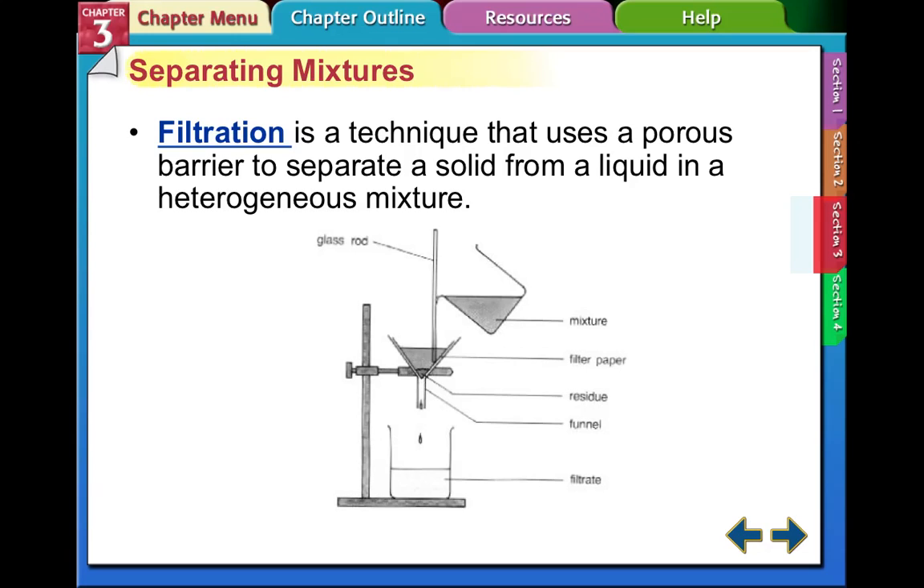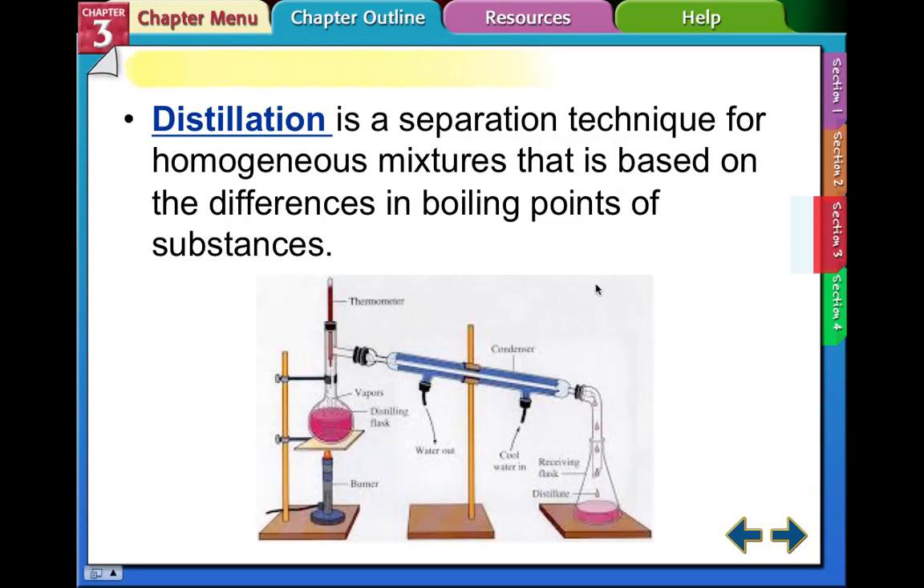You guys have already done this filtration back when we did the very first lab, when you had the sand in the water and you had to separate it out. So filtration is a technique that uses a porous barrier or that filter paper to separate a solid from a liquid in a heterogeneous mixture. Remember, heterogeneous, you can pick the parts out. We can pick the sand away from the water. So you pour the liquid through the filter, then you collect clear liquid. So that's filtration. Another way is distillation.